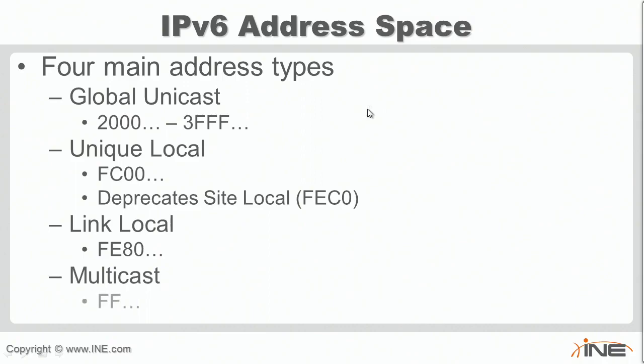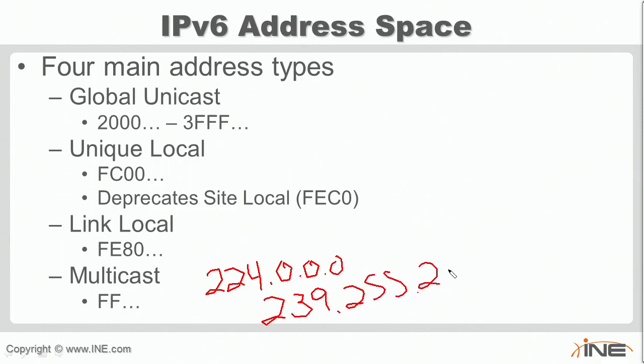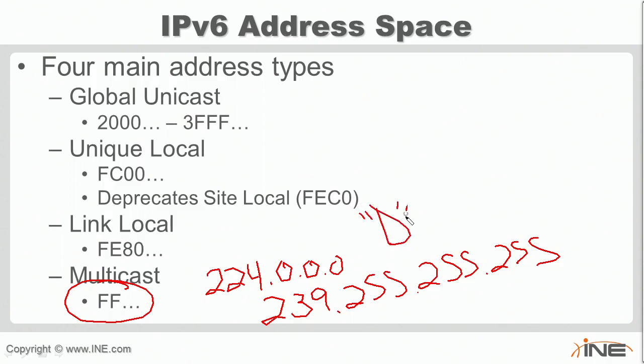We then also have multicast addresses. This would be used for your routing protocols to communicate with each other, or if you're using some multicast application like streaming video or streaming audio. These addresses would be the equivalent of 224.0.0.0 to 239.255.255.255. This is anything that starts with FF, where in IPv4 addressing, these are considered class Ds.